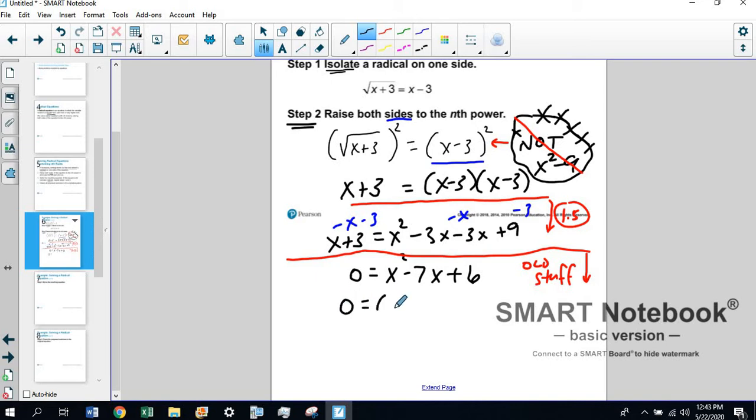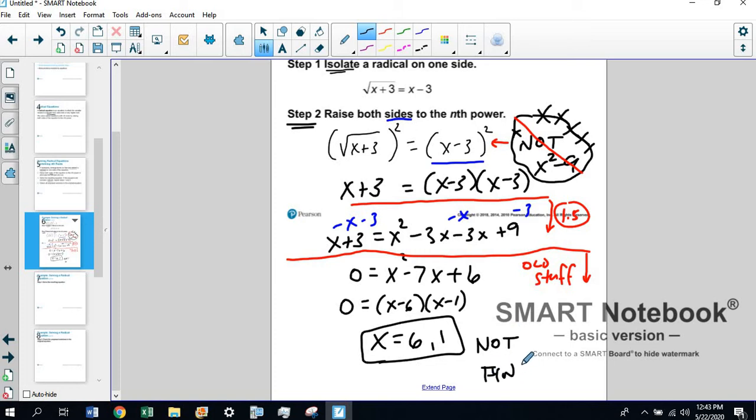So anyway, this factors into x minus 6, x minus 1, and so I think we can all get here that we have two answers. But we are not finished.